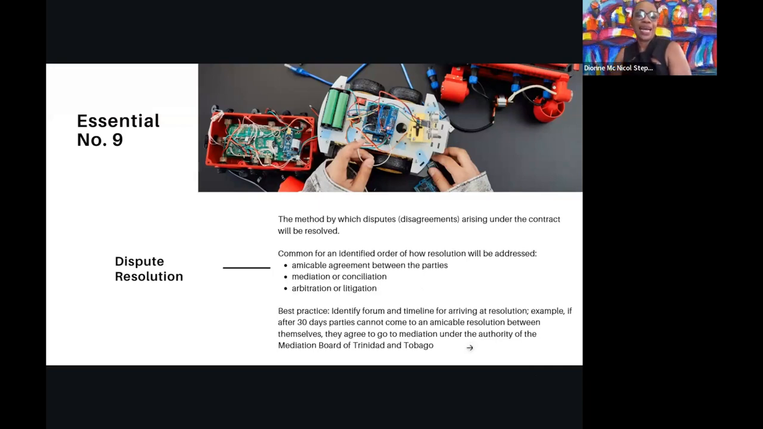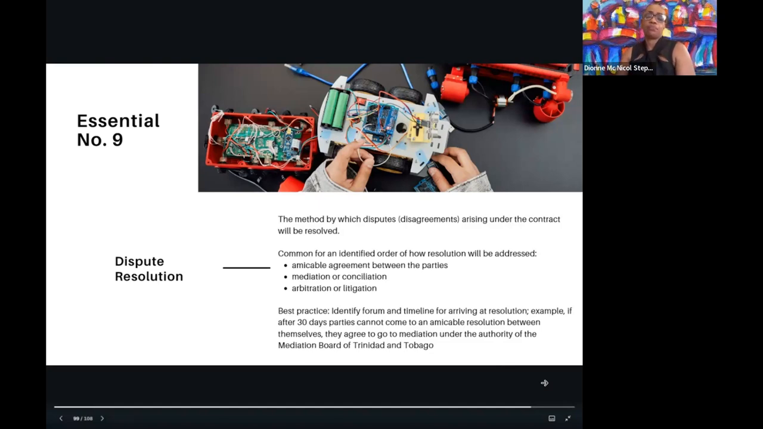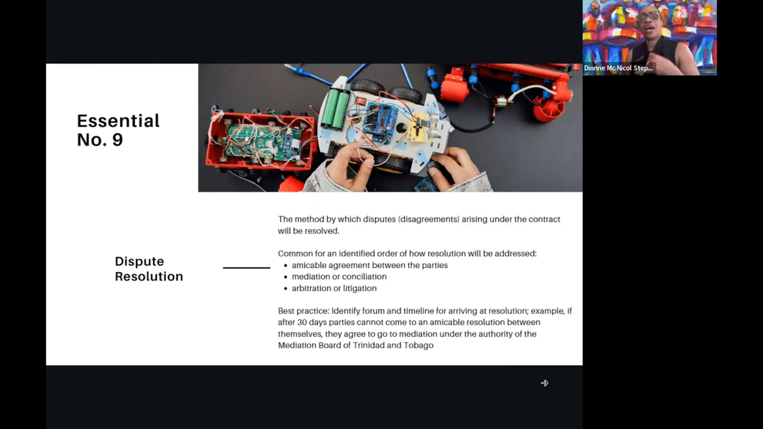So essential number nine, dispute resolution. We fall out. What are we going to do? Are we going straight to court? I beg not. Right? So your dispute resolution clause will describe the method by which disputes or disagreements arising on the contract will be resolved. It identifies an order of how resolution will be addressed. One is, let's try for amicable agreement between the parties. Let's talk it out. Let's work it out.